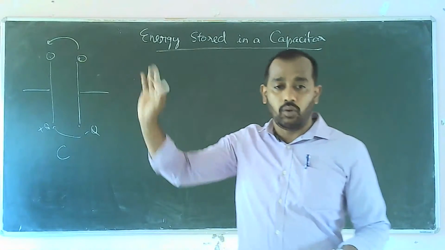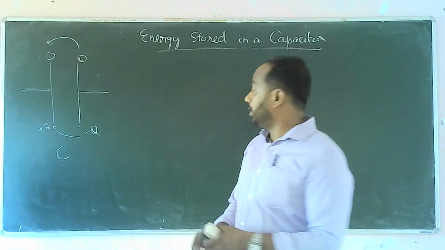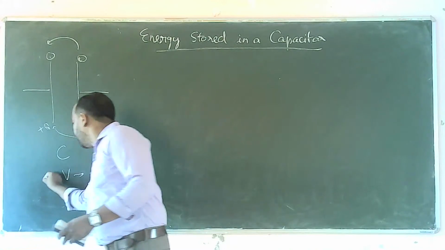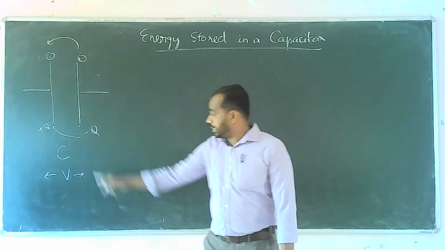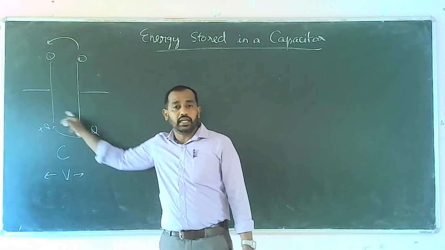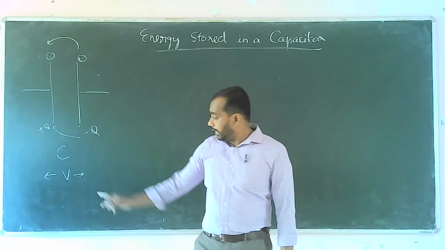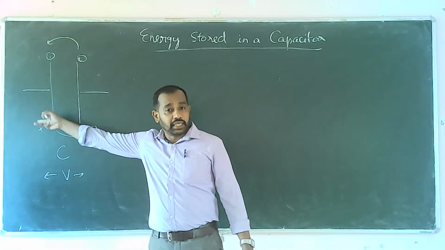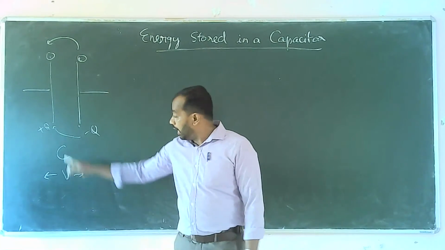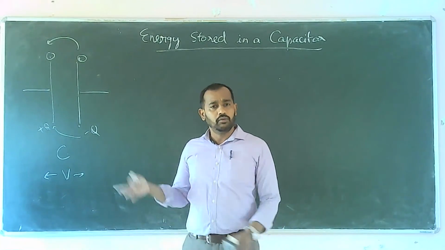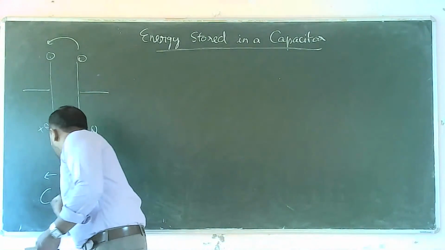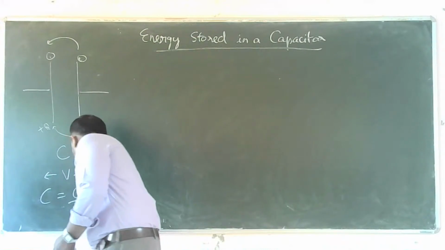So we can assume that when the capacitor acquires plus q amount of charge, this is the maximum charge it can hold when a potential difference of capital V is established between the two plates. The relation between the charge deposited, the potential difference between the plates and the capacitance of the capacitor, we already know: C is equal to Q by V.